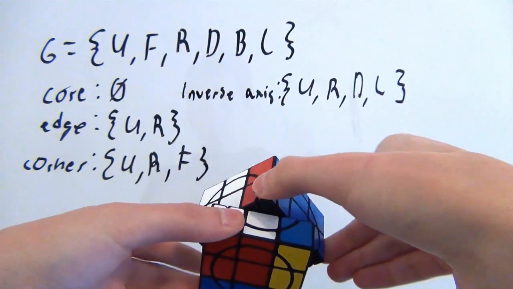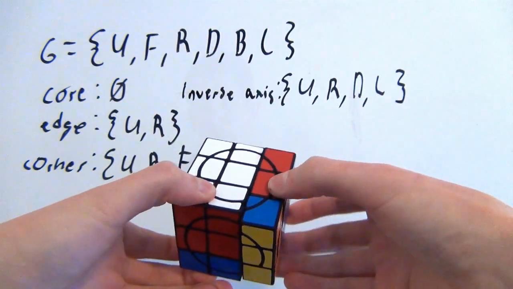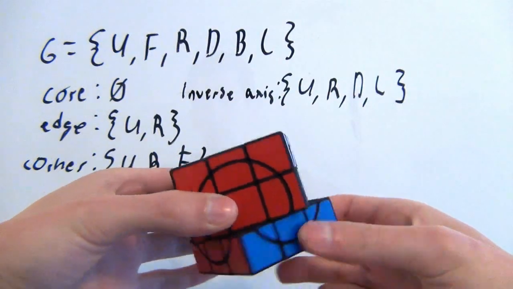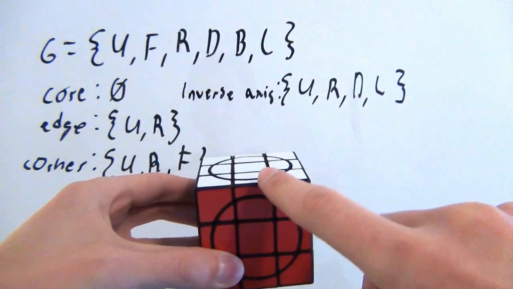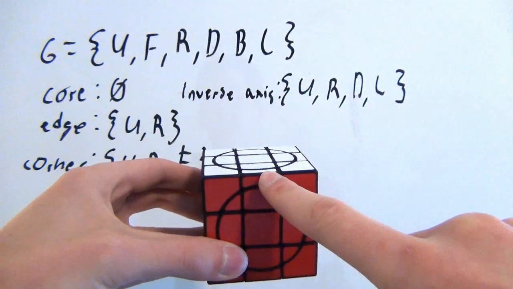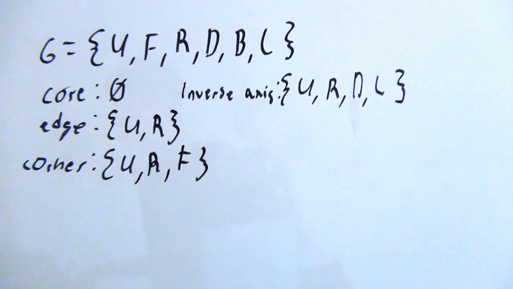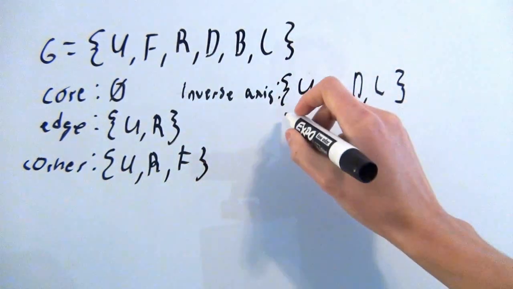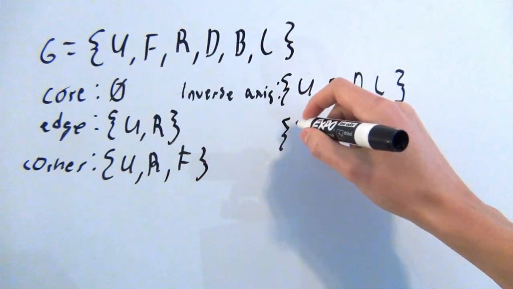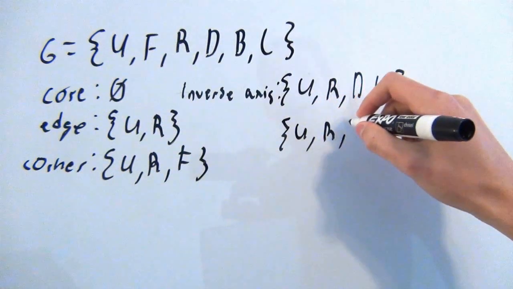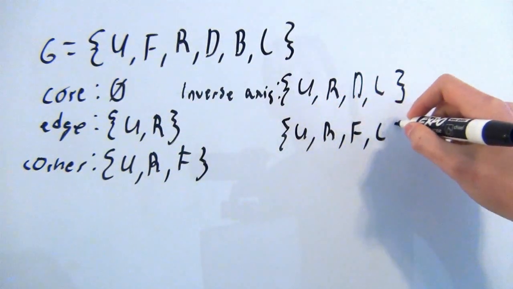And B also doesn't move. So this piece moves with 4 grips again. Well, hang on, is that going to be the same as this? Well, let's write down what those grips were. So that apparently edge piece moves with U, R, F, and L.